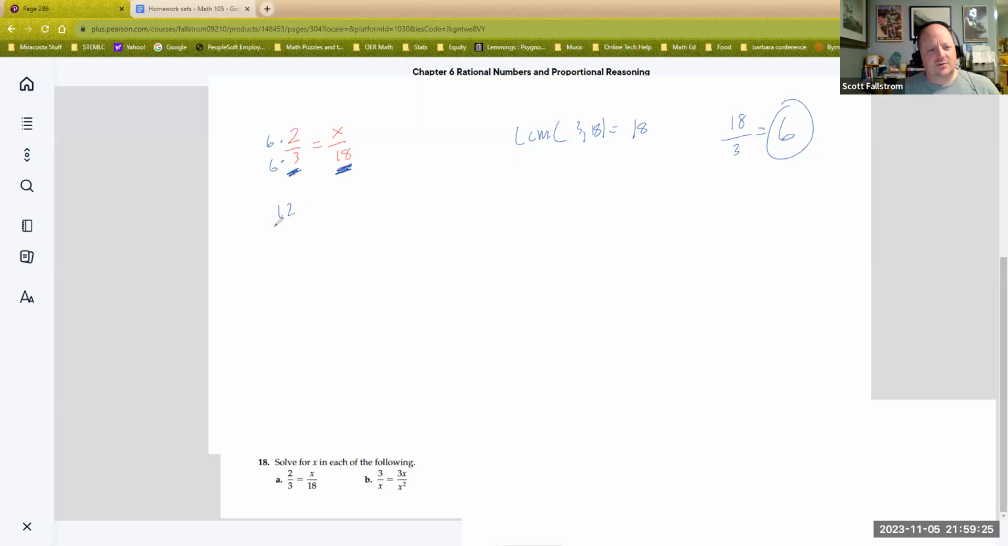6 times 2 is 12. 6 times 3 is 18. And what you get is something really beautiful, because the 18s match up. And if those match up, what's on top has to be equal. So there's a really nice way to do that.